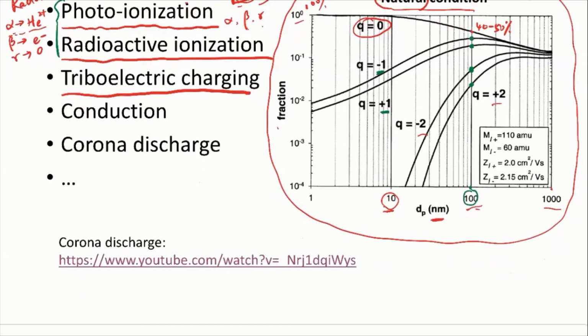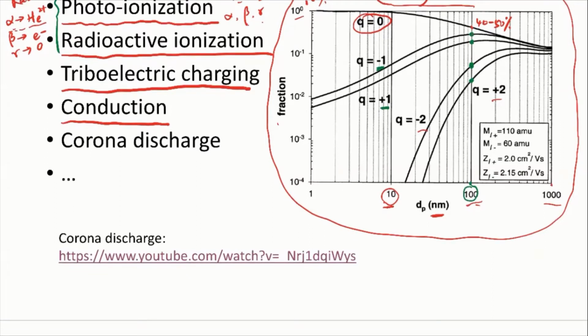So we can also use conduction. Conduction just means that one object is charged, and when it collides with another object, you can transfer the charge onto the other object, right? But this is also for larger objects. For smaller particles, it is difficult to do this charging, okay?